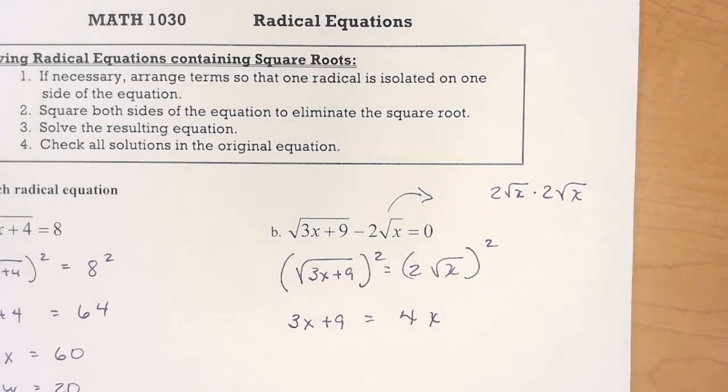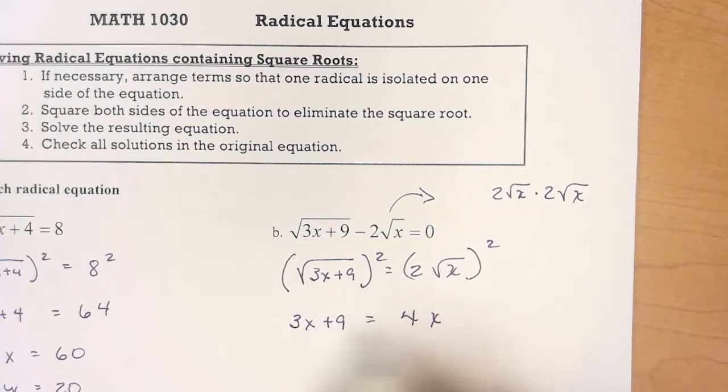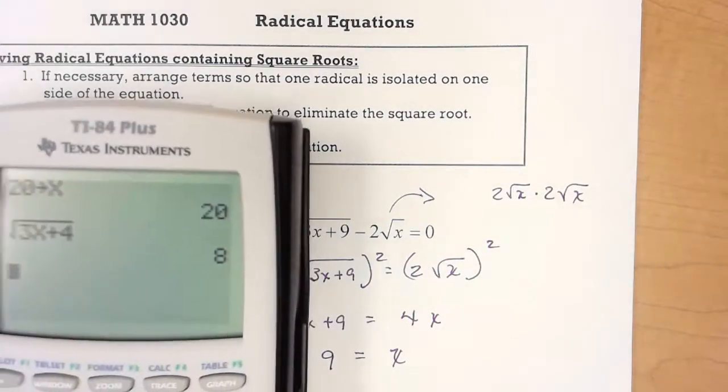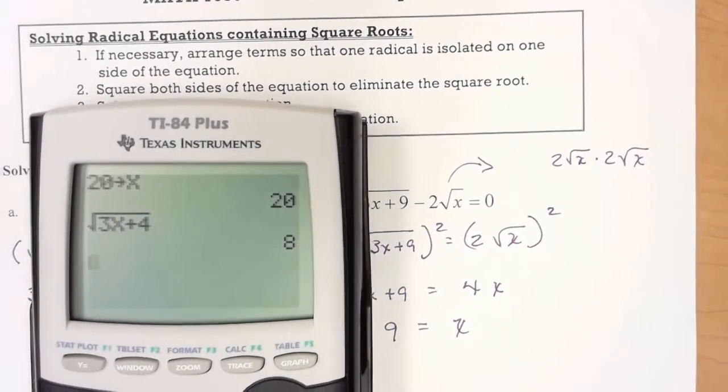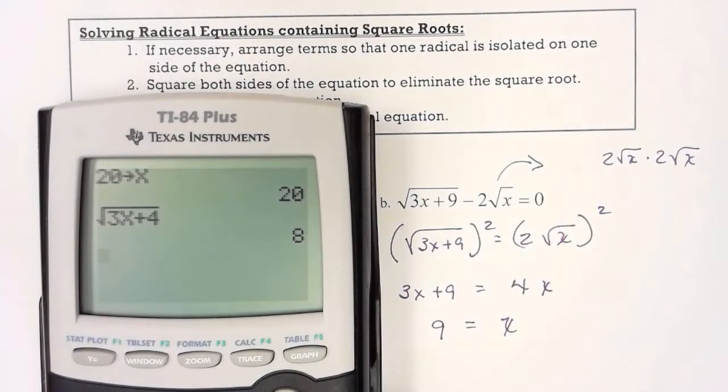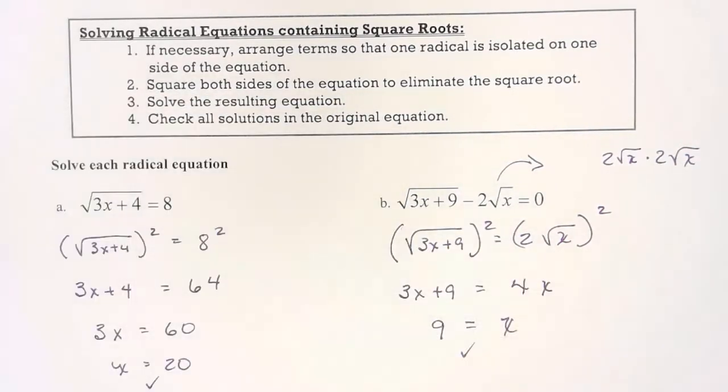I've got a linear equation again, so now I'm going to move the 3x over by subtracting, and it looks like x needs to be 9. Well, let's see. 9 stored for x, and I'm going to go back to the original. So square root of 3x plus 9 minus 2 square root of x, and let's see if it comes out to be 0. So that one checks.